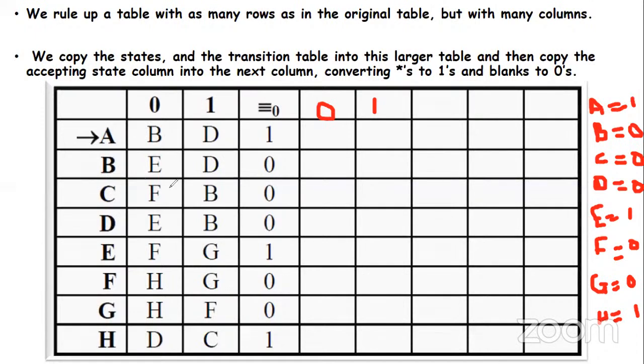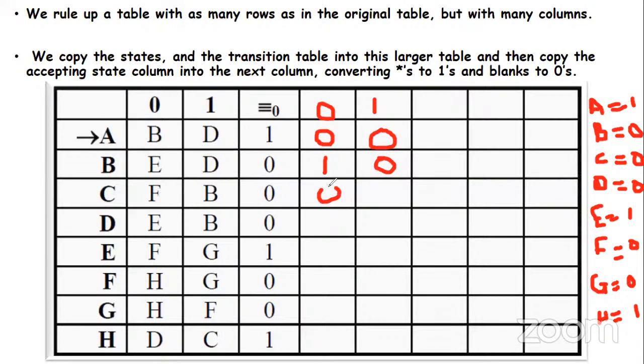So we have A, which goes to B, D. Now here, we know that A under 0 goes to B, under 1 goes to D. To replicate this here, our B is having the value of 0. Our D is having the value of 0 under this new arrangement. B goes to E and D. E is an accepting state, 1. D is 0.